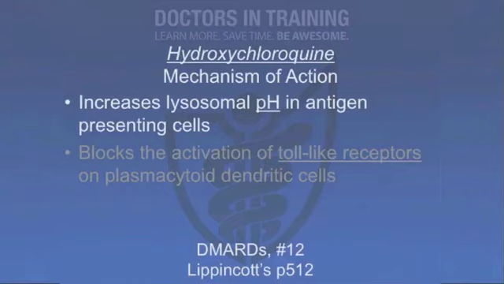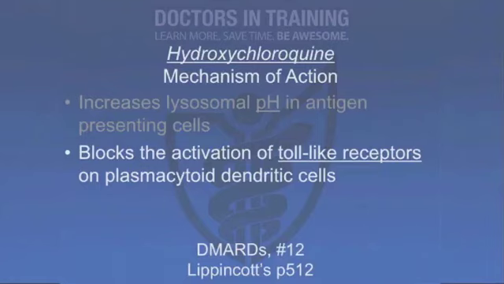The mechanism of action of hydroxychloroquine: it increases lysosomal pH in antigen-presenting cells. This is a mechanism that we already knew about. We believe that that's how hydroxychloroquine actually kills cells in malaria.